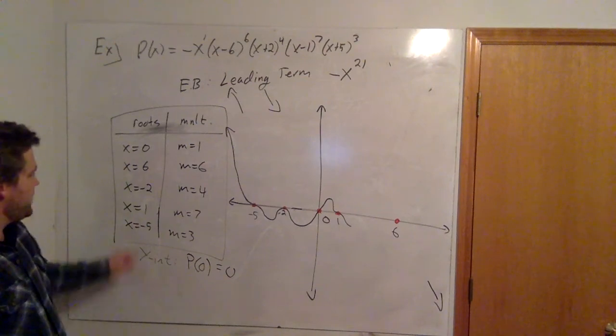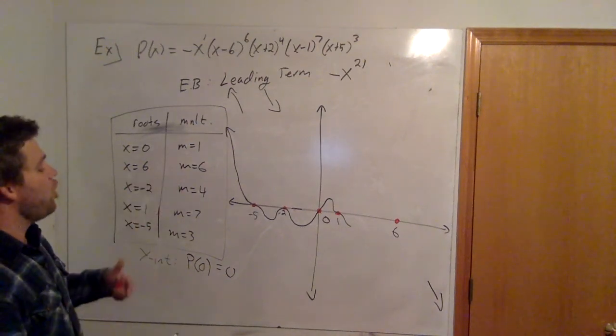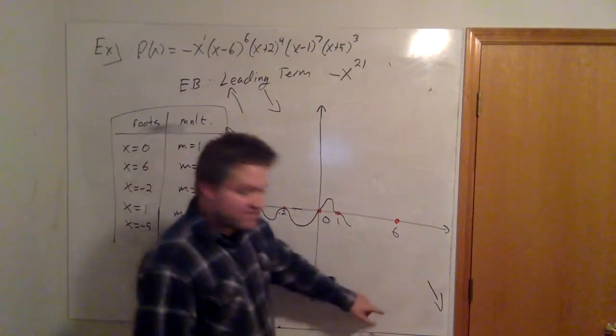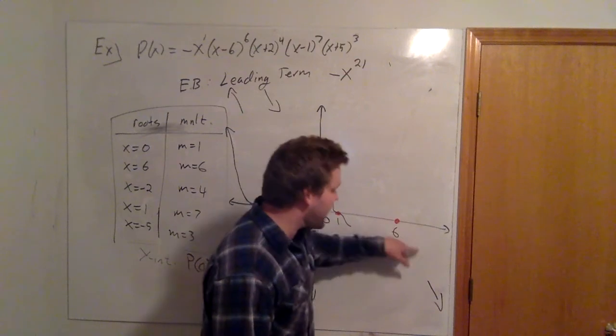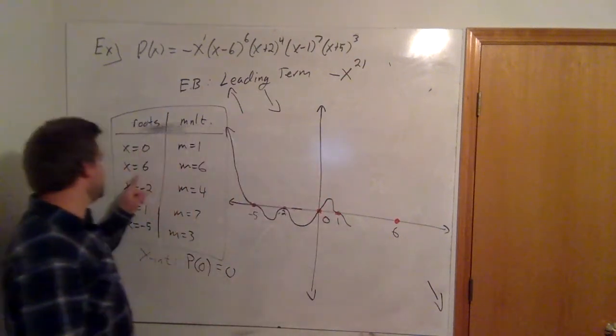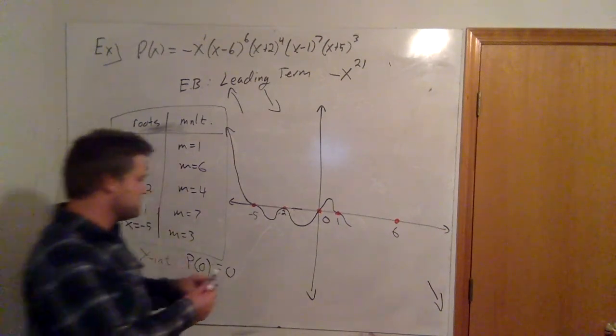And then for x equals 6, it's going to bounce. And notice that we are hoping that it has to bounce because it has to match up with the end behavior. So if we're doing our work correctly, it has to bounce. And that's exactly what our roots are telling us here. The root is x equals 6. Its multiplicity is 6. It's going to bounce.